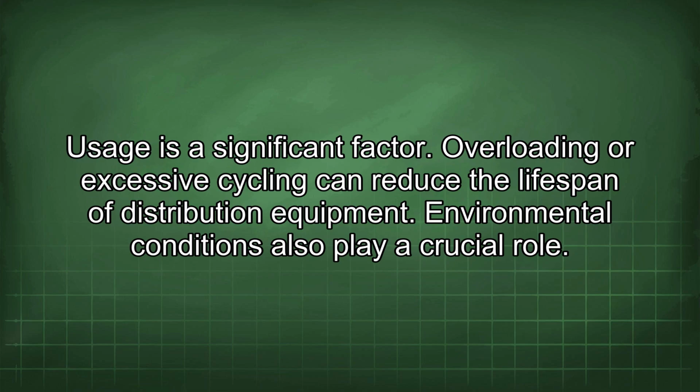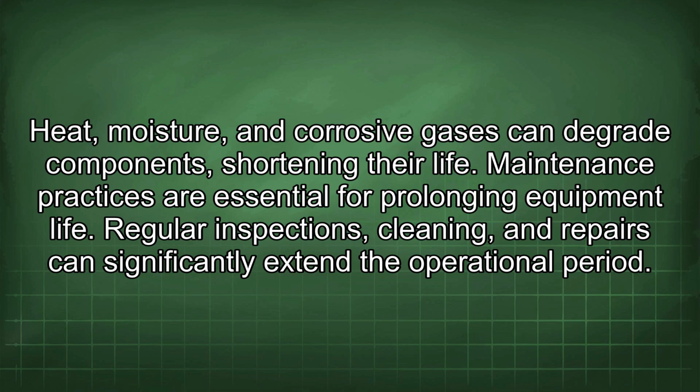Usage is a significant factor. Overloading or excessive cycling can reduce the lifespan of distribution equipment. Environmental conditions also play a crucial role. Heat, moisture, and corrosive gases can degrade components, shortening their life. Maintenance practices are essential for prolonging equipment life. Regular inspections, cleaning, and repairs can significantly extend the operational period.